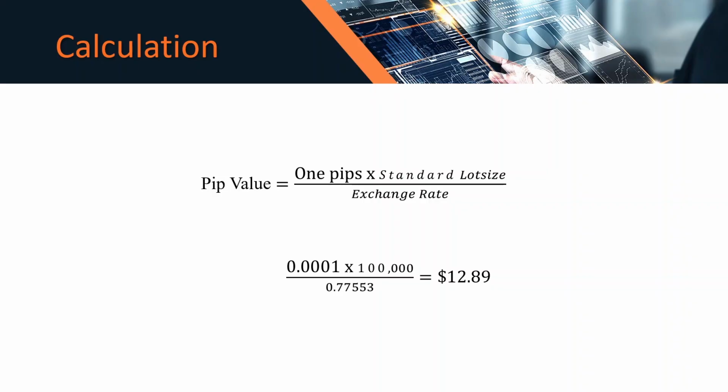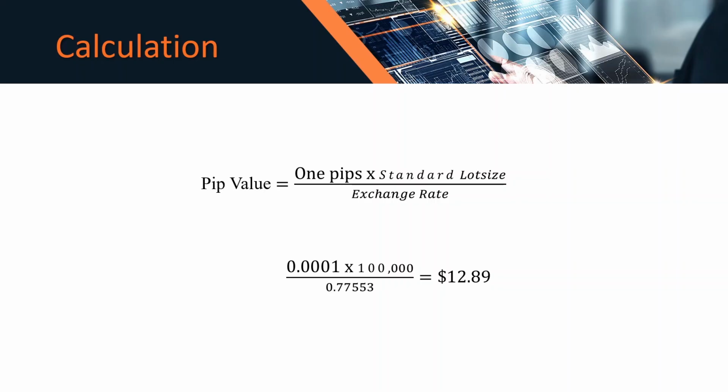It is as simple as taking 1 pip. Let's say our case study is EUR/USD. 1 pip in EUR/USD is 0.0001. The next case study is USD/JPY. 1 pip in USD/JPY is 0.01. It is as simple as that. Now, for this current calculation, 1 pip of EUR/CHF is 0.0001.